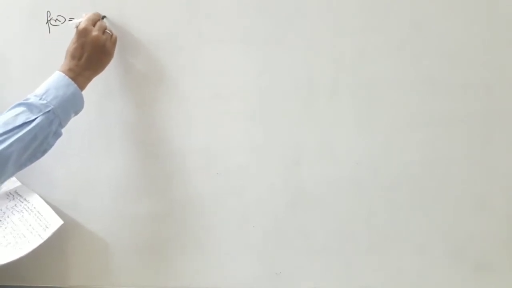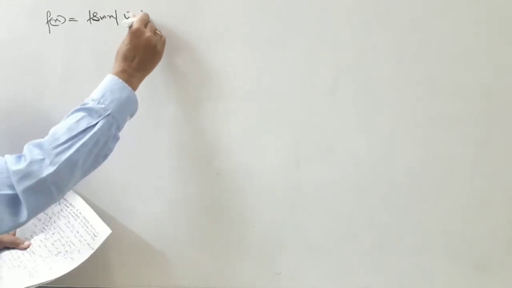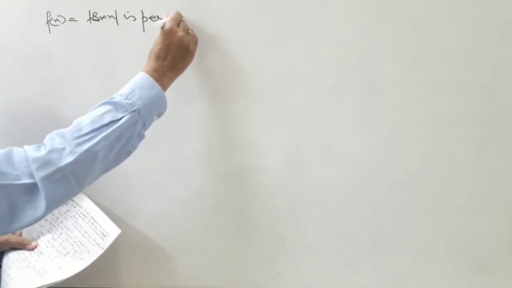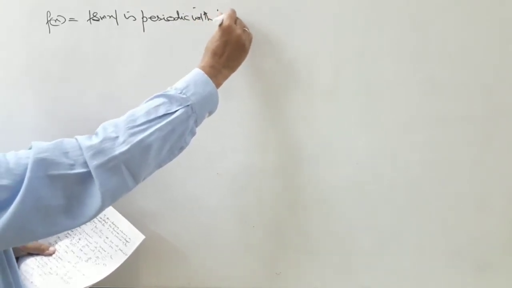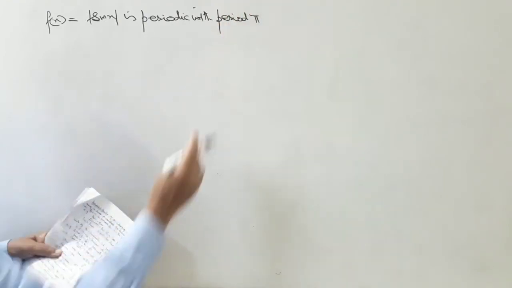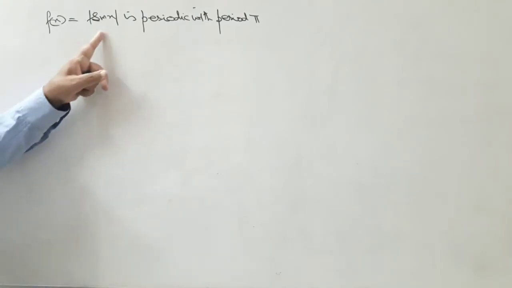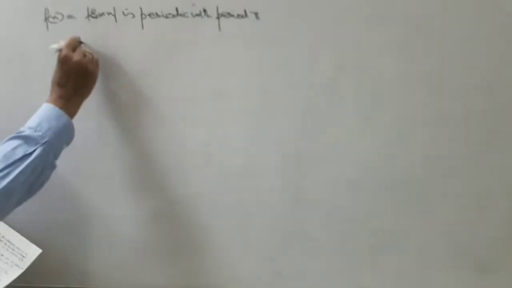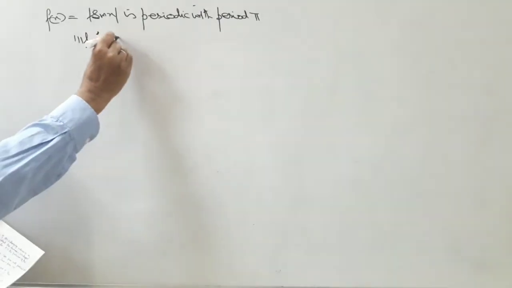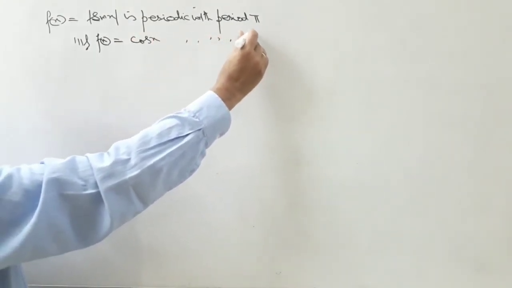See, f(x) is equal to modulus of sin x is periodic with the period pi, because sin of 180 plus theta is minus sin theta, but modulus is there, that's why it is positive, so it is periodic. Similarly, f(x) is equal to modulus of cos x is periodic with period pi.